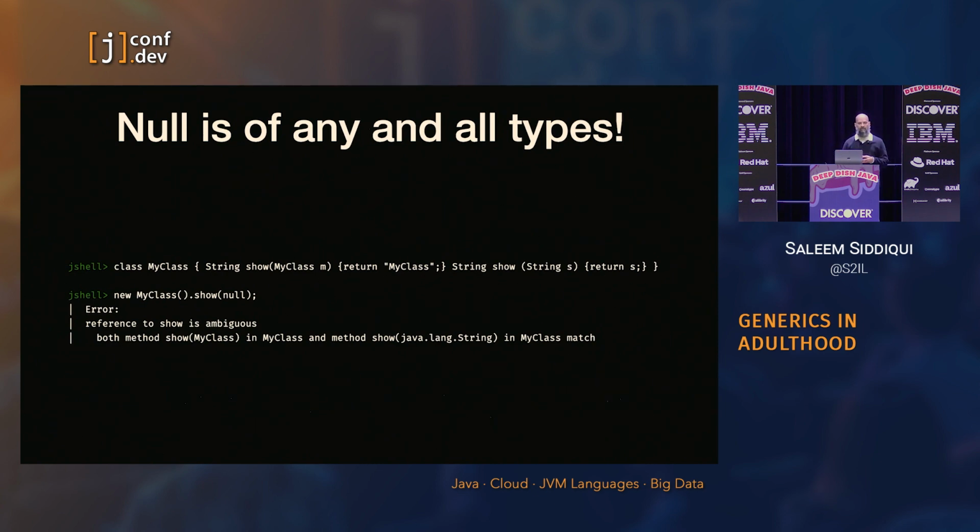And when you call new my class with show of null, you get this error, because the compiler is trying to disambiguate which method to call, and both match, because the argument null doesn't give the compiler any clue. Null is of all types. So the compiler is confused here. It's going to throw up its hands and say, hey, you asked me to invoke some method, and I'm not even sure which one, so there's something wrong. Reference to show is ambiguous. Very easy to reproduce this in Java.